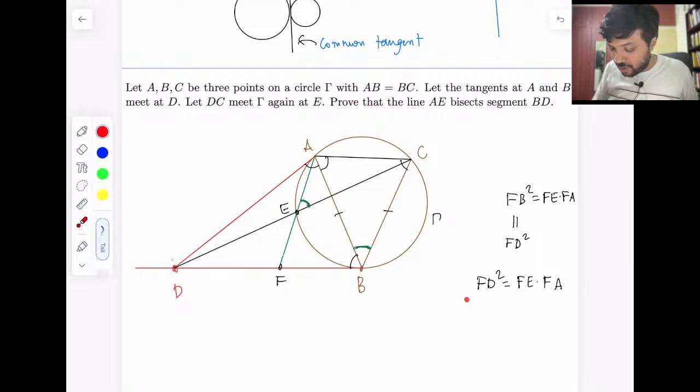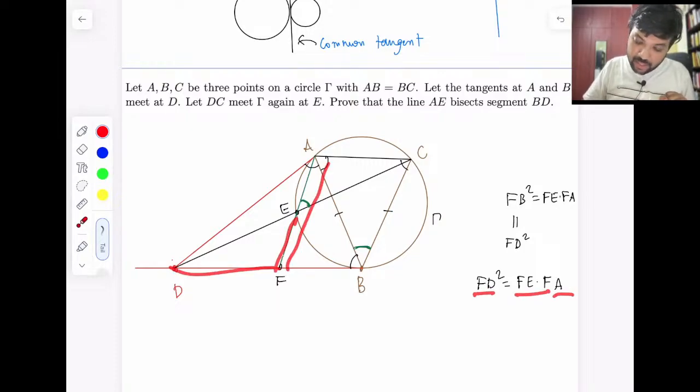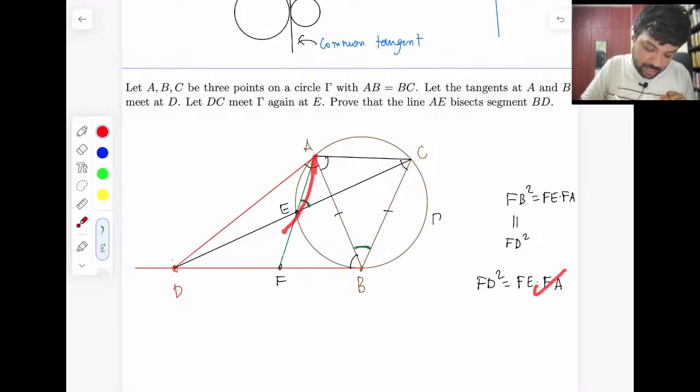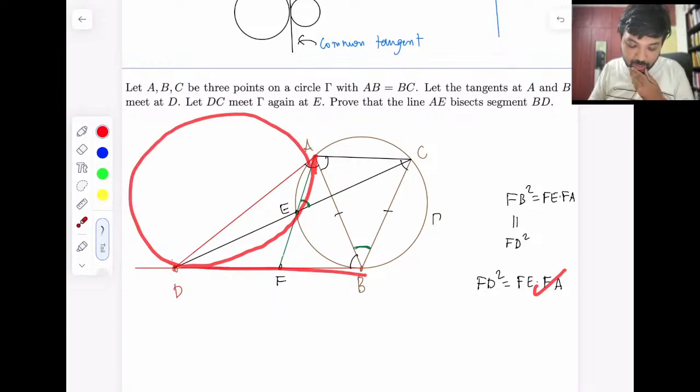I sort of remember it now, but the thing is that I just remember that this is what you could do. FD square is FE into FA, power of a point. Okay, FD square is FE into FA, which means that we have to prove this. To prove this is the same thing as taking a circle passing through ADE and showing BD is tangent to it at D. If you could prove that, we are done.